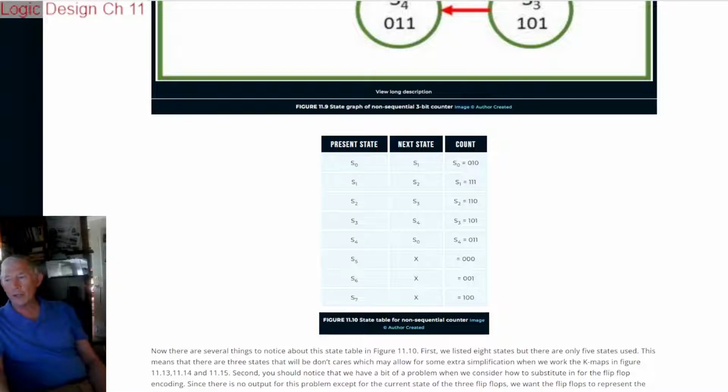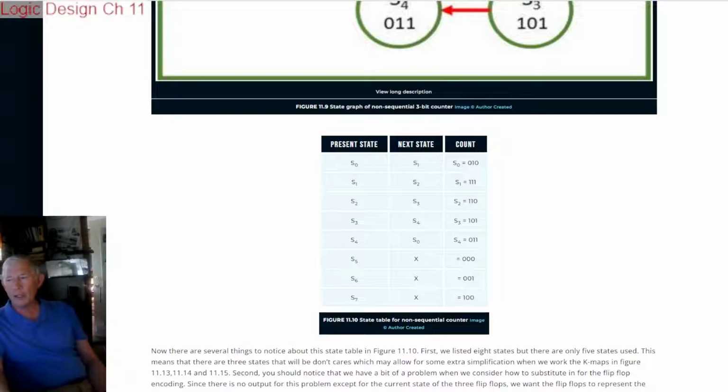Our coding for state S0 is 010. Our coding for state S1 is 111. Our coding for state S2 is 110. Our coding for state S3 is 101. So that means flip-flop A is 1, B is 0, C is 1 for S3. For S4, it's 011. And for the unused states, there's no S5, so they're 000, 001, and 100. We do have codings for them: the three we didn't use, 0, 1, and 4. Okay, now we're going to substitute these in.